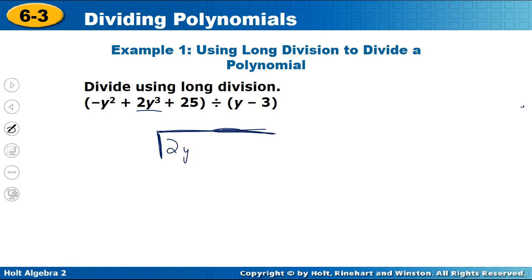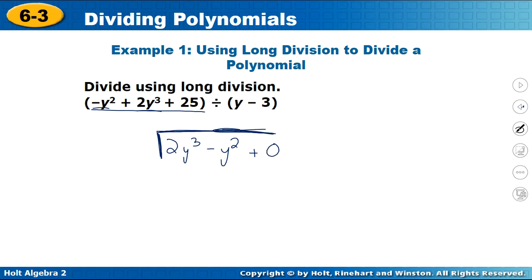So we have 2y to the third. Now I need the y squared term. I have a negative y squared term, so minus y squared. Now I need the y term. But you'll notice there is no y to the first power term. There is no y term in there. That's okay, but we're not going to skip it. That just means there's 0 y terms. But we are going to include it in our problem here. Okay, we still need to include it even if it's not there. And then we need the constant, which is plus 25 at the end.